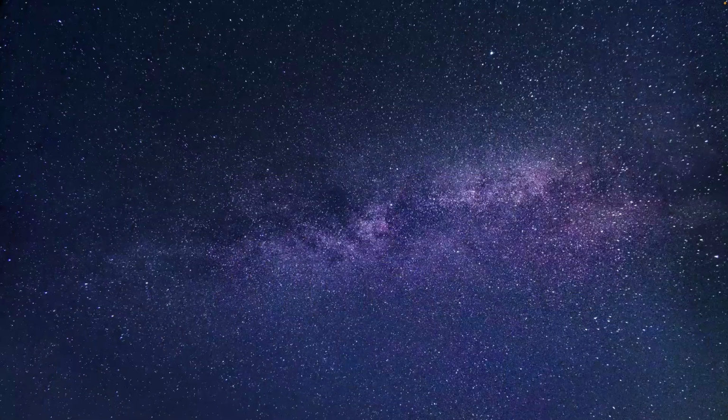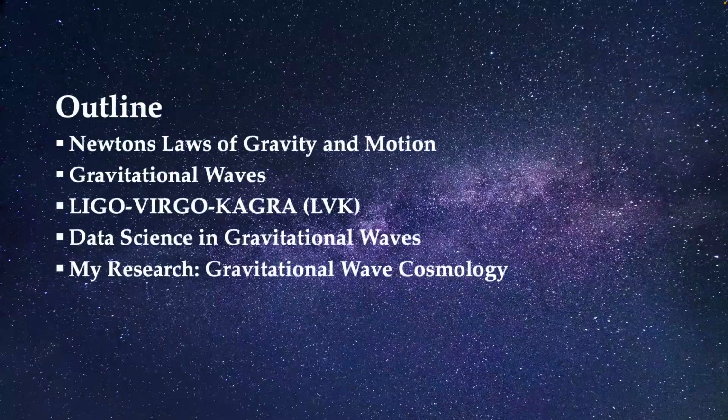So in terms of what we're going to cover, we're first going to cover very broadly Newton's laws of gravity and motion. Then I'm going to introduce to you what gravitational waves are, what they might look like. After that, I'm going to talk to you about the detectors that we use to see gravitational waves. We call these the LIGO detectors. Following this, I'm going to highlight some of the data science techniques that we use to analyze gravitational waves, what we can learn from them scientifically, and what they might look like in the future.